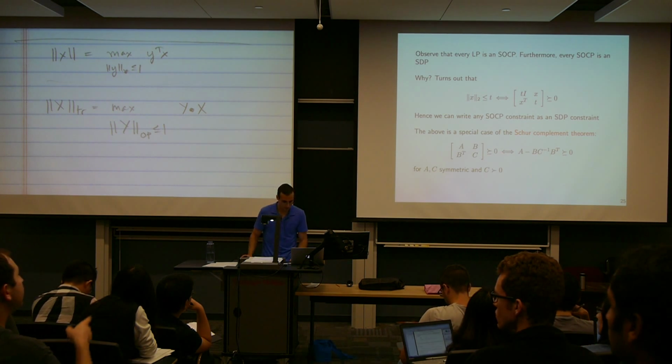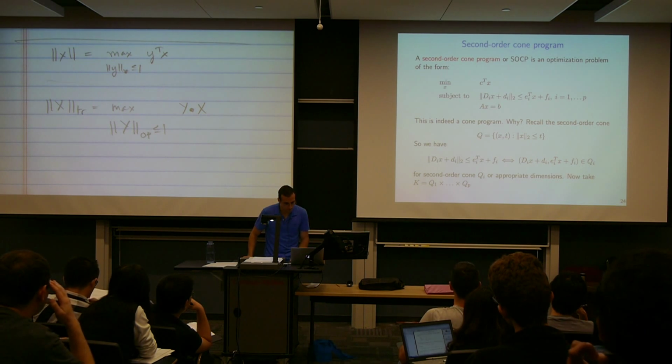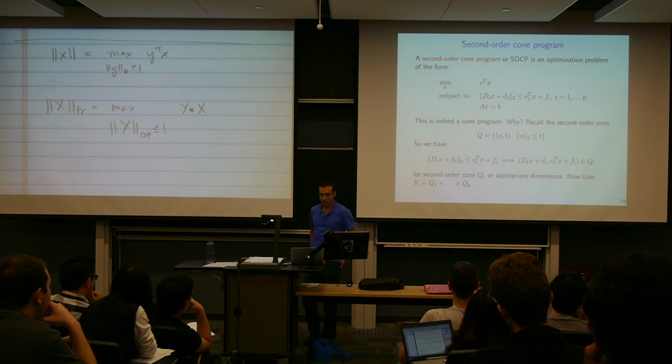Yeah? In the previous slide, you had mention of an e_i. You're not talking about a standard basis vector, right? You're just talking about a random vector. Sorry, e_i is just an arbitrary vector. Yeah, it's not the standard basis vector.